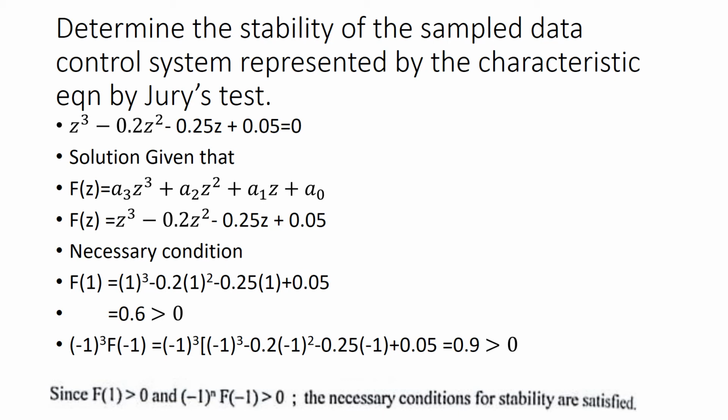So the first necessary condition is f of 1 should be greater than 0, right? So substitute z equal to 1: 1 cube minus 0.2 times 1 square minus 0.25 times 1 plus 0.05. We get an answer of 0.6, which is greater than 0. Similarly, minus 1 raised to 3, because the highest power is 3, so (-1)^3 f of minus 1. Substitute z is equal to minus 1 and simplify, and you will get 0.9, greater than 0. So you can say the necessary conditions are satisfied because it should be greater than 0.